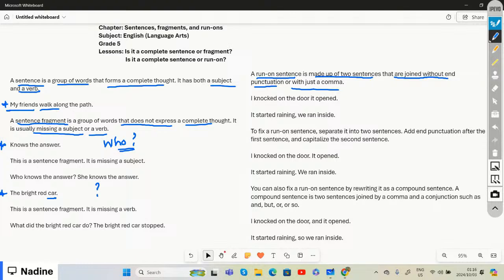So now we have a run on sentence, right? A run on sentence is made up of two sentences that are joined without an end punctuation mark. It's like you are just writing and writing and writing, whereas we should have put a comma, or we should have put an end punctuation, like a period or something.